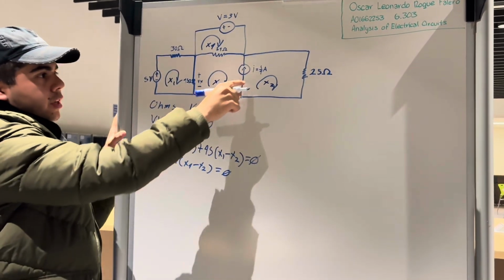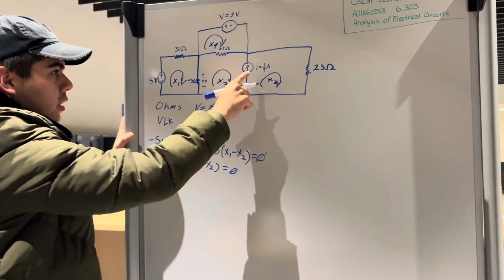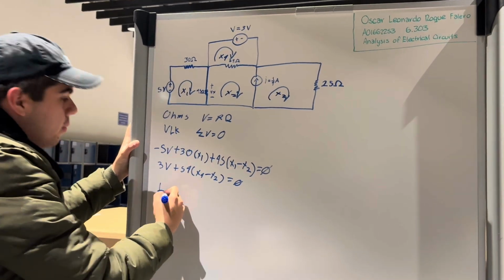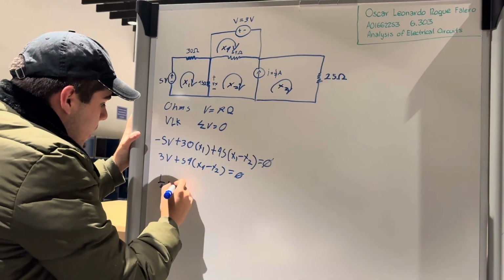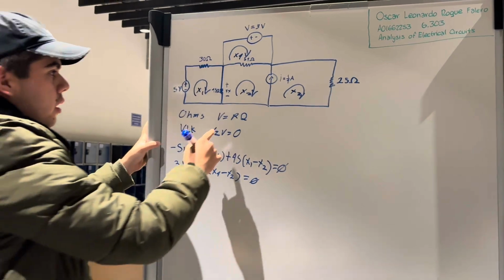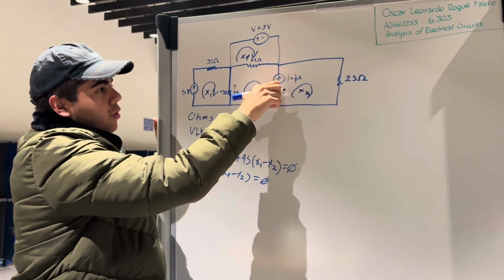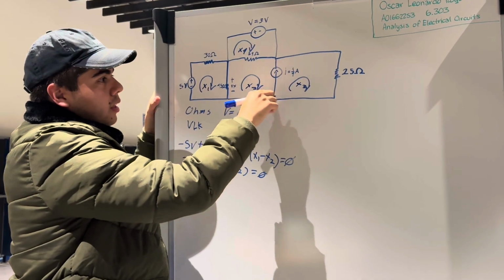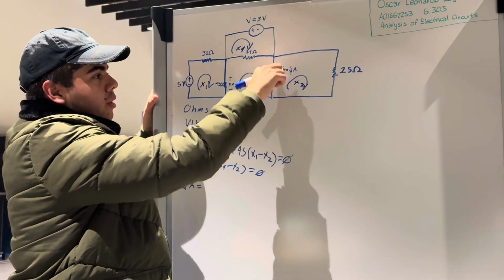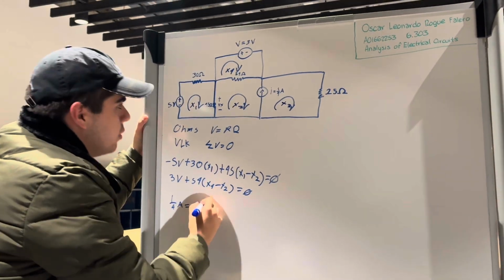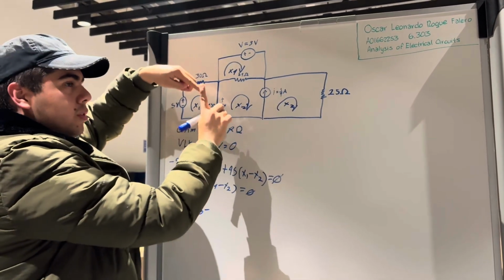Then our supermesh: the supermesh current is 1 over 4 A, it's equal to, we need to understand the direction of this to know where it's positive and negative. In this case, the positive is this one, on your side, so it's x3 minus x2, because they're opposites.